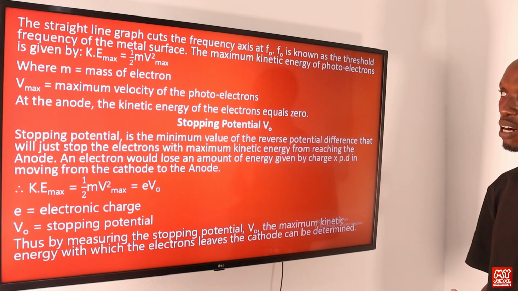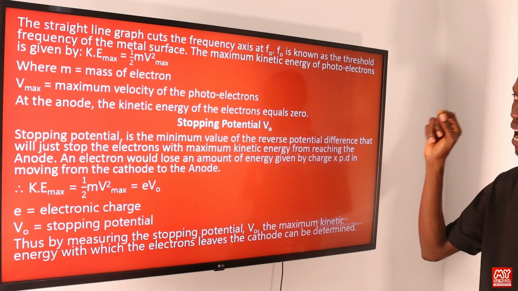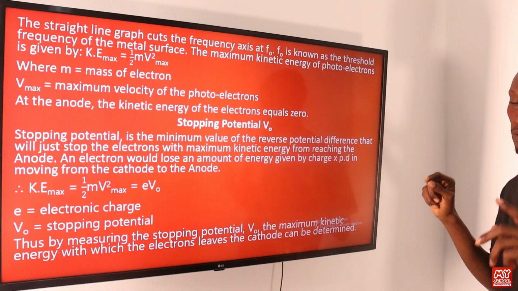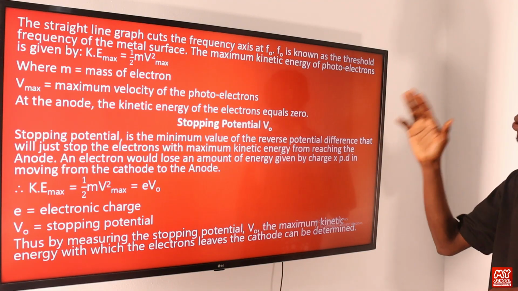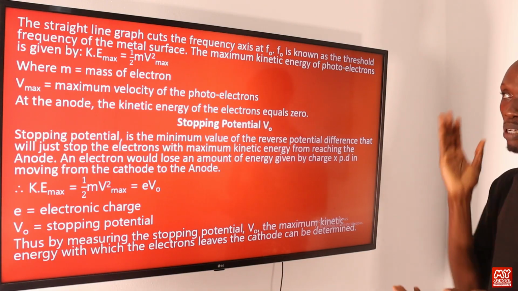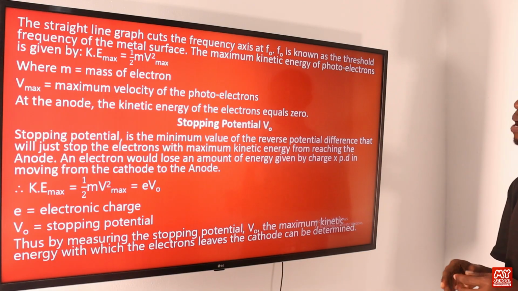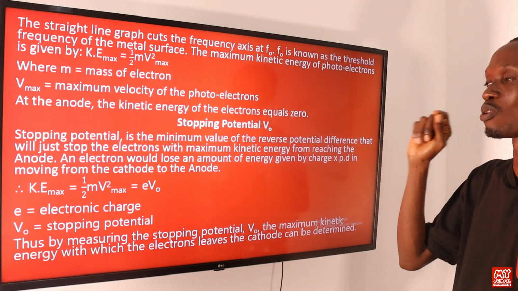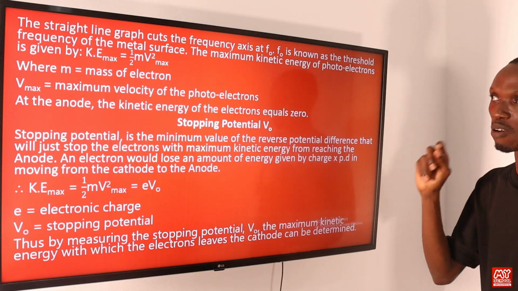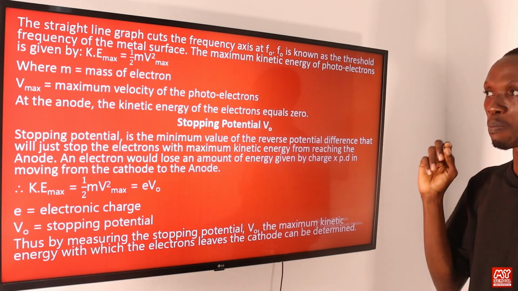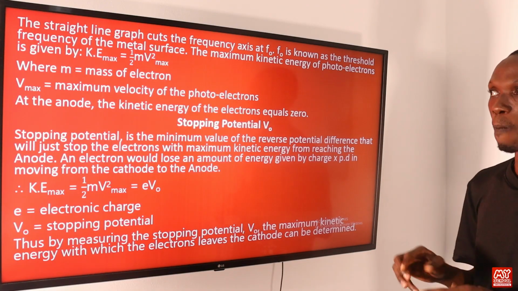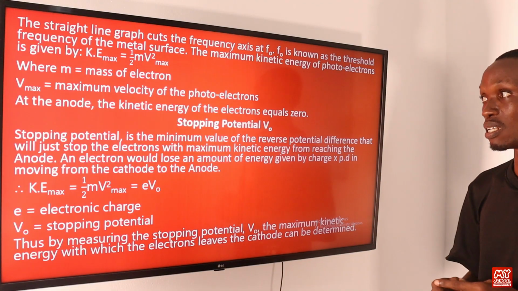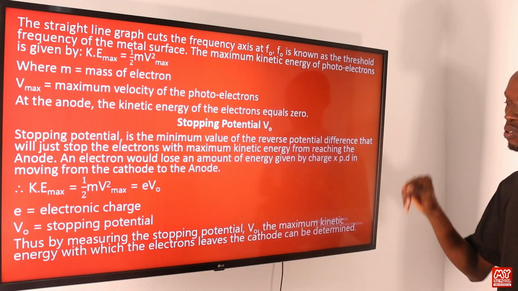The straight line graph cuts the frequency axis at F0, and F0 is known as the threshold frequency of the metal surface. Remember that we said anything below this frequency, no electron will be emitted from this metal surface. The maximum kinetic energy of a photoelectron is given by K.E. max = 1/2 mv_max², where m is the mass of the electron and v_max is the maximum velocity of the photoelectrons. So at the anode, the kinetic energy of the electrons equals 0.